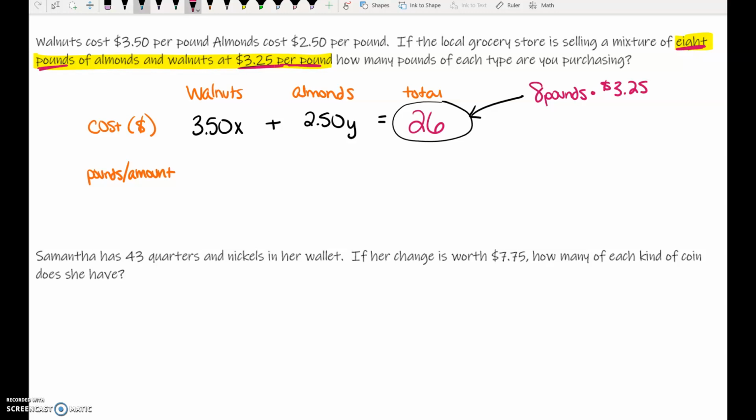Okay, the problem is now, what numbers do we have for this second row? I know that we have 8 pounds. How many pounds of walnuts do we have? Do we know? How many pounds of almonds do we have? We don't know.